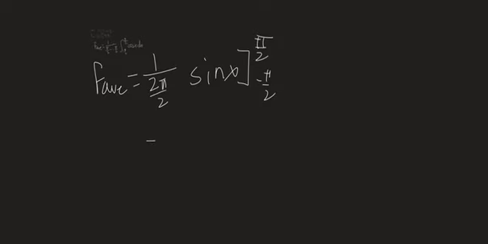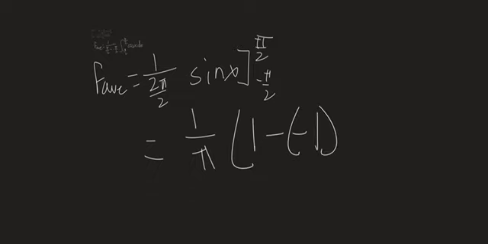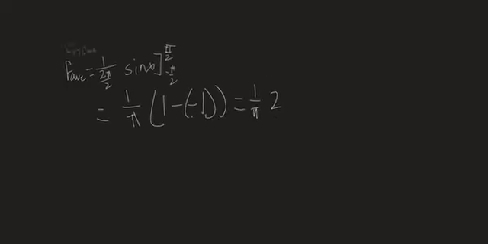This would equal 1 over pi times 1 minus negative 1, because the sine of negative pi over 2 is negative 1, and sine of pi over 2 is 1. This is then equal to 1 over pi times 2, which is equal to 2 over pi.